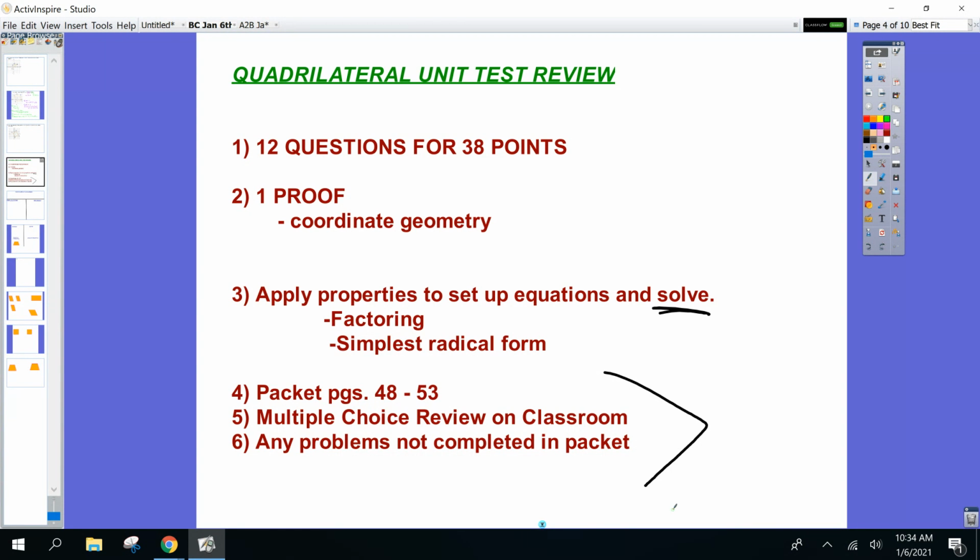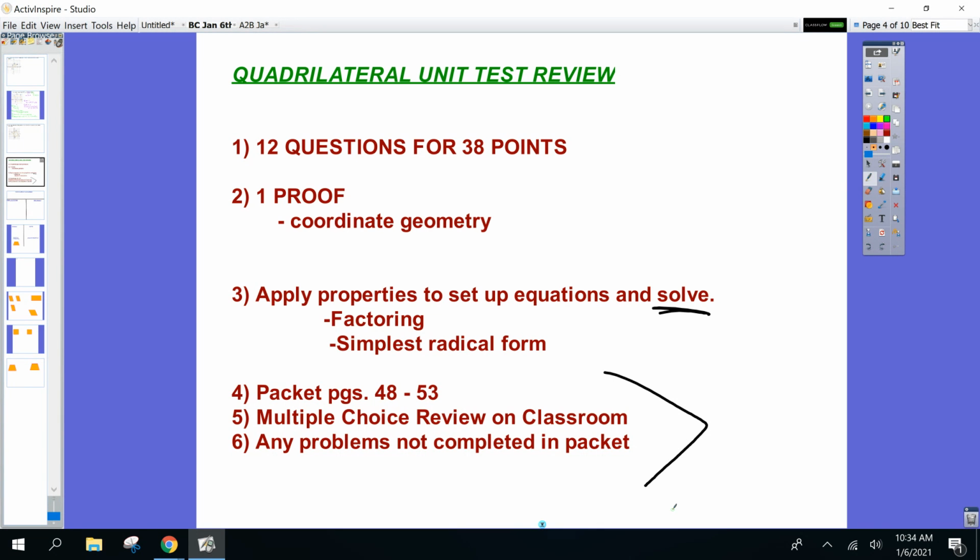The other 11 questions, here it is. All right, I didn't want to put a statements and reasons proof on here because you've done enough of them during the year. You've had enough exposure to statements and reasons. Here's what I wanted to do specifically on this unit test, and here's what the other 11 questions are going to apply to.